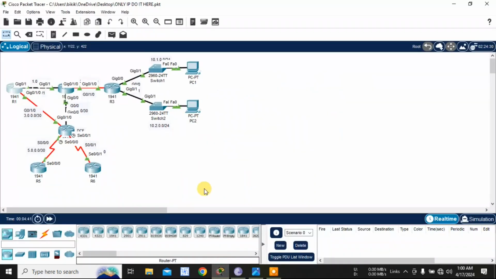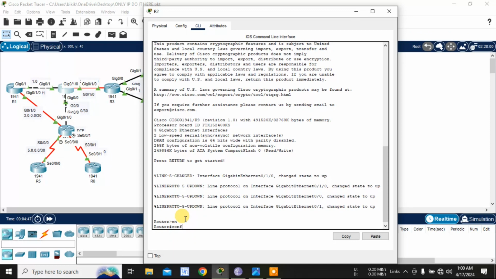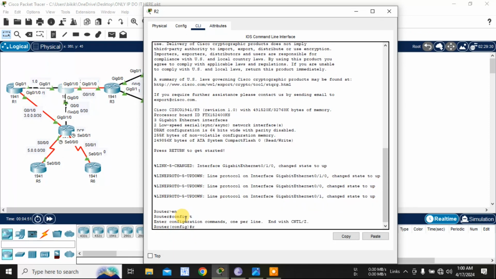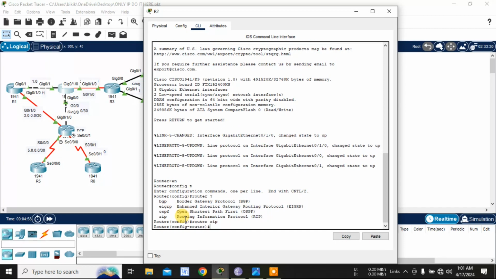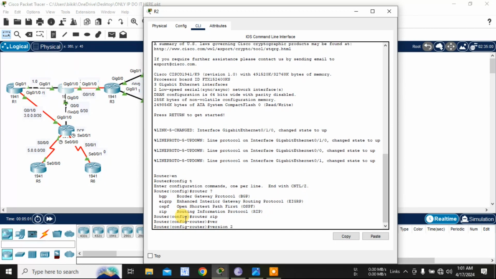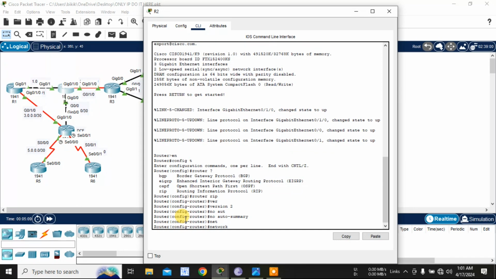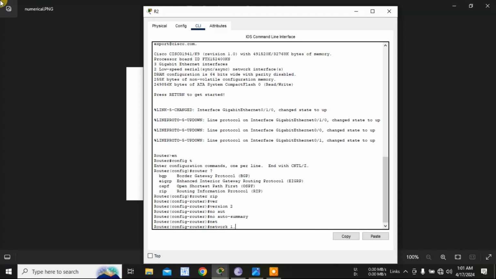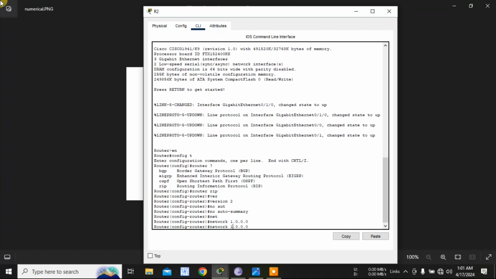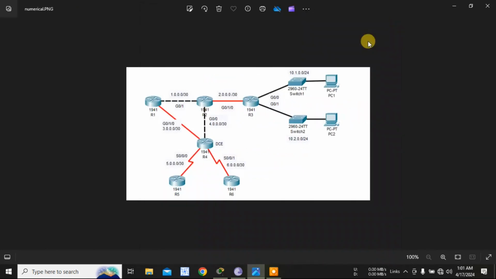Now let's go to router number 2. Enable, config t, router rip, version 2, no auto-summary, network. The networks connected to router 2 are 1, 2 and 4. This is done for router number 2.